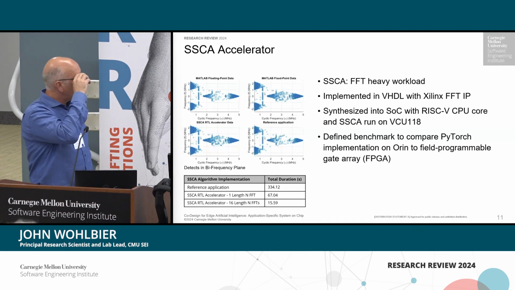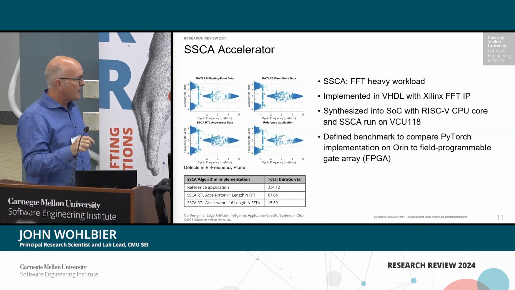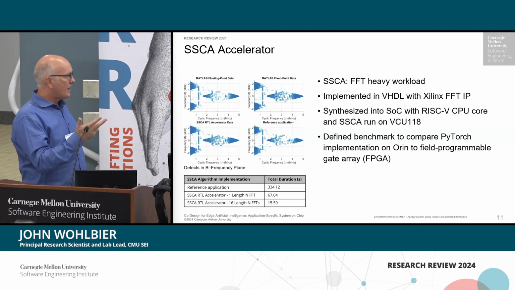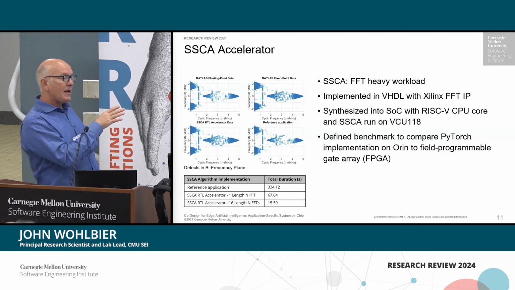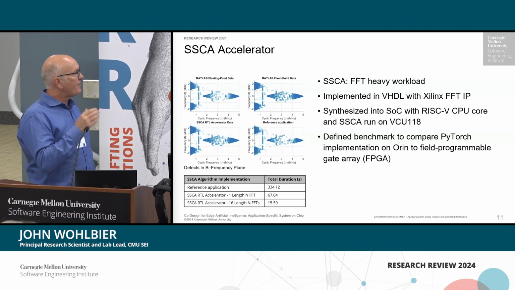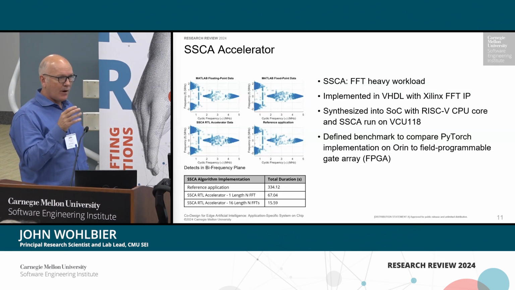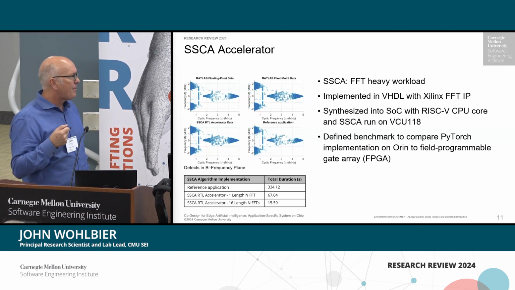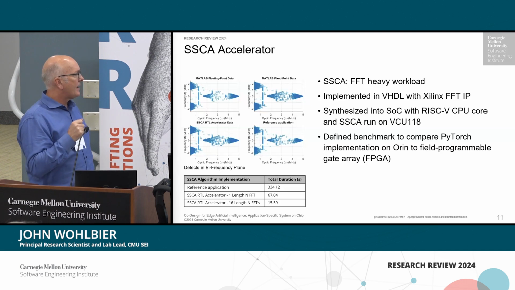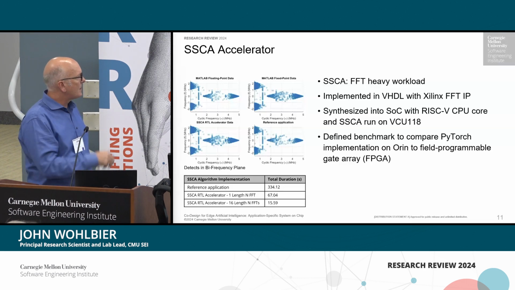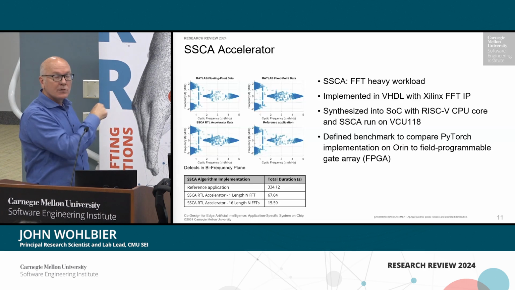So we synthesized that into a system on chip. That system on chip has a RISC-V CPU core, a memory tile and an I/O tile, and we run it on a field programmable gate array, the Xilinx VCU118. Then we defined a benchmark to compare against our reference application. We took our reference application, pulled out the SSCA part, and made a benchmark around that. Then we ran it both on the NVIDIA Orin and on the FPGA.